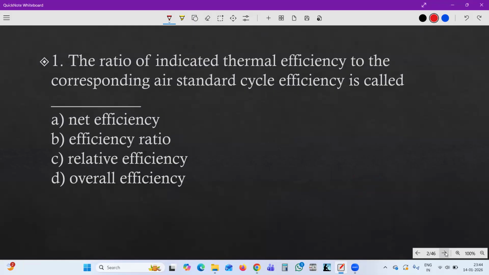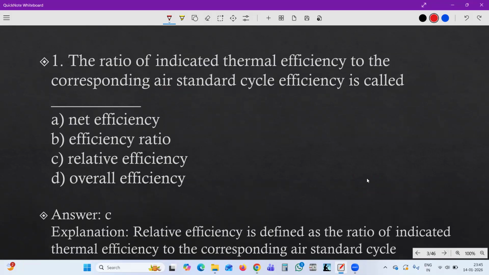The ratio of indicated thermal efficiency to the corresponding air standard cycle efficiency is called. Option A, net efficiency. B, efficiency ratio. C, relative efficiency. D, overall efficiency. The ratio of indicated thermal efficiency to the corresponding air standard cycle efficiency. So let's see its answer. Answer is C, relative efficiency.